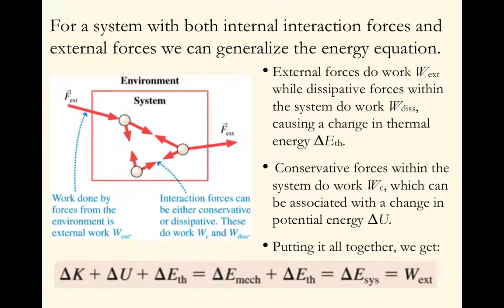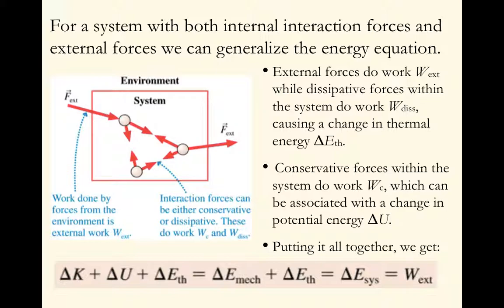So for a system with both internal interaction forces and external forces, we can generalize the energy equation that we see down on the bottom. External forces do work, and we can identify that as W_ext, or external work, while dissipative forces do work, and we'll call that W_dis. And that causes a change in the thermal energy, which we'll represent by delta E thermal.